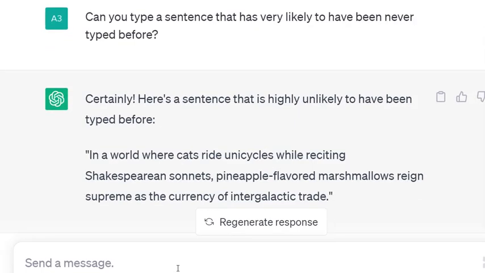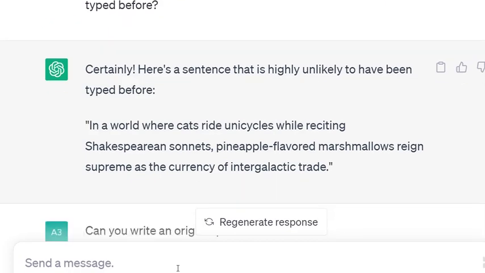So the next phase was testing its creativity. I started with something simple. Can you type a sentence that is very likely to have never been typed before? It said certainly, and it said, in a world where cats ride unicycles while reciting Shakespearean sonnets, pineapple-flavored marshmallows reign supreme as the currency of intergalactic trade. So that is some creativity, but of course it's just probably picking random words. It has probably some randomizing algorithm that can do that. So that's not too impressive.